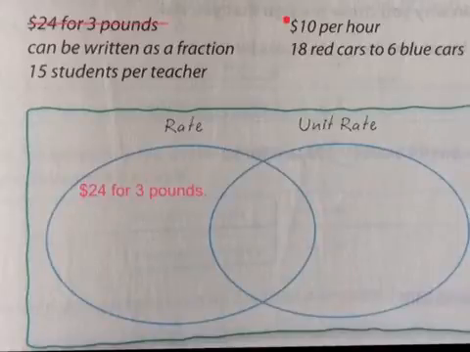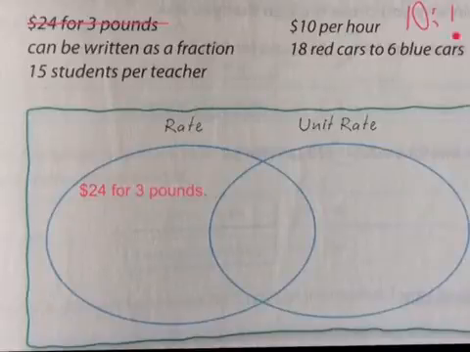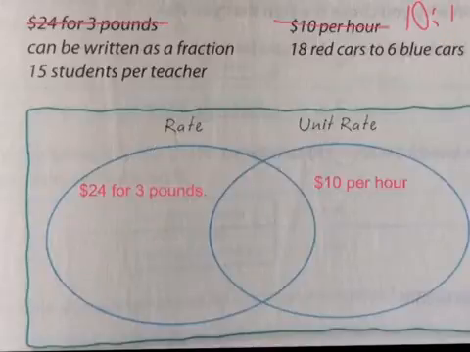Now we have $10 per hour. Per hour means $10, something that looks like this, 10 to 1. So we have our unit right there, 1 hour. Okay, $10, which is the unit here is money, and here it's time, it's hour, 10 to 1.